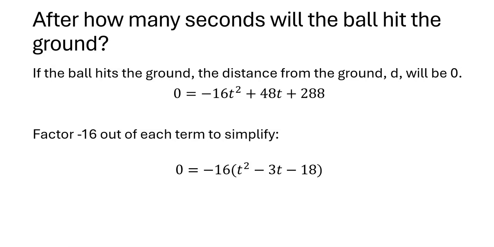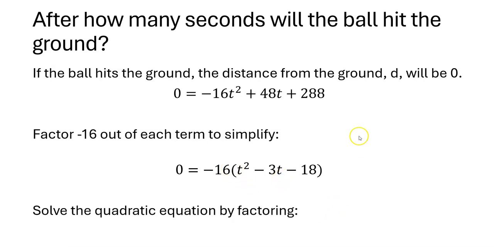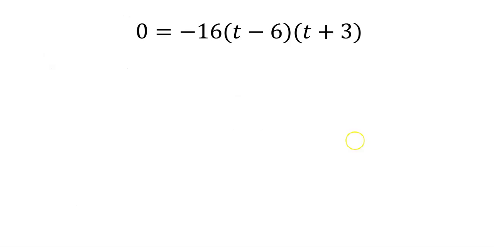Part of the reason why I factored out a negative 16 was so that my quadratic term, the t squared, would be positive. So now when I'm looking at the t squared minus 3t minus 18, I notice I can solve that by factoring. That factors to t minus 6 and t plus 3. So I have completely factored my quadratic. Now to solve that, we know by the zero product rule that I can set t minus 6 equal to 0 and t plus 3 equals 0. So the time it takes for the ball to hit the ground is either 6 or negative 3.